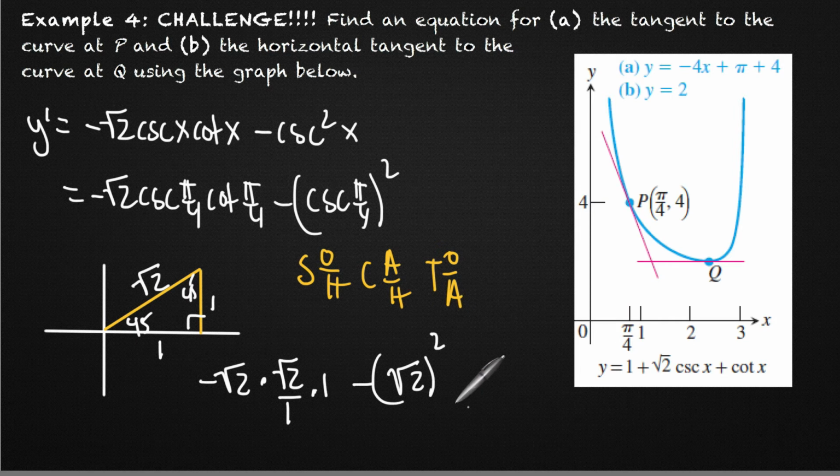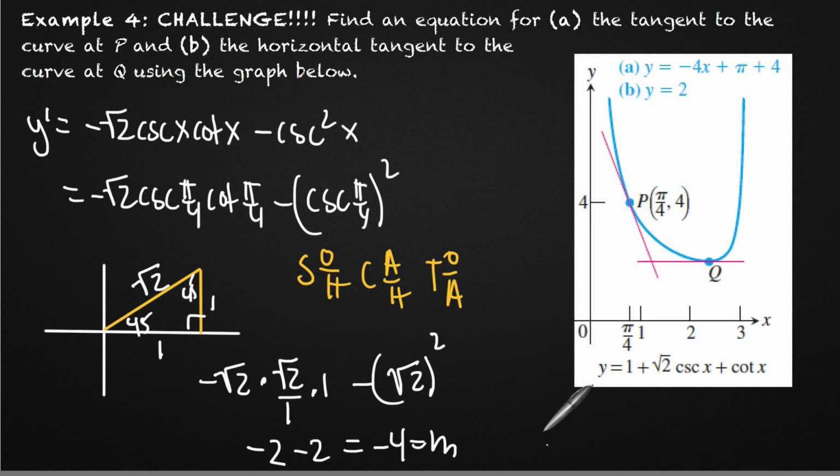So we want to square that. So let's see what we get. Negative root 2 times negative root 2 is a negative 2. And then we have root 2 squared. Well, the square root and the squaring get rid of each other and leave you just with 2. So this is our slope, m.